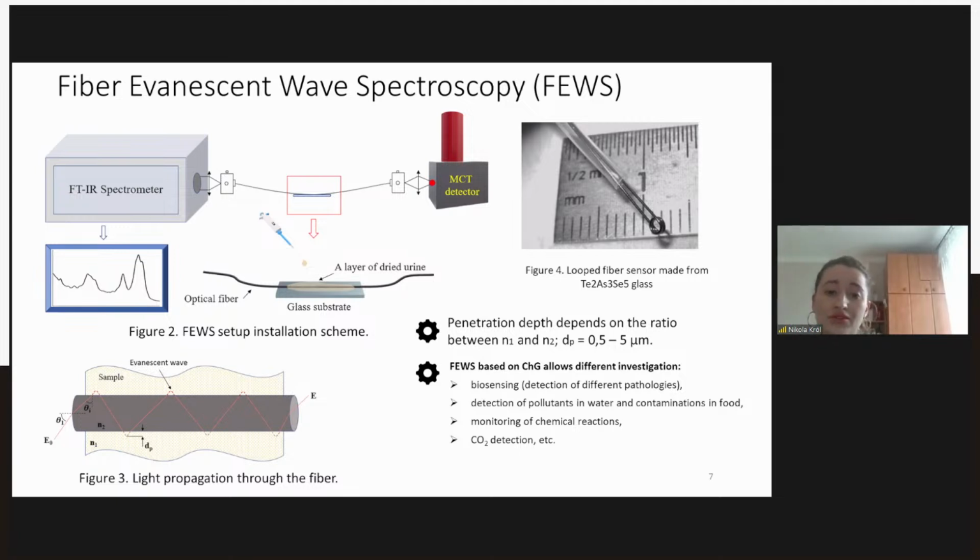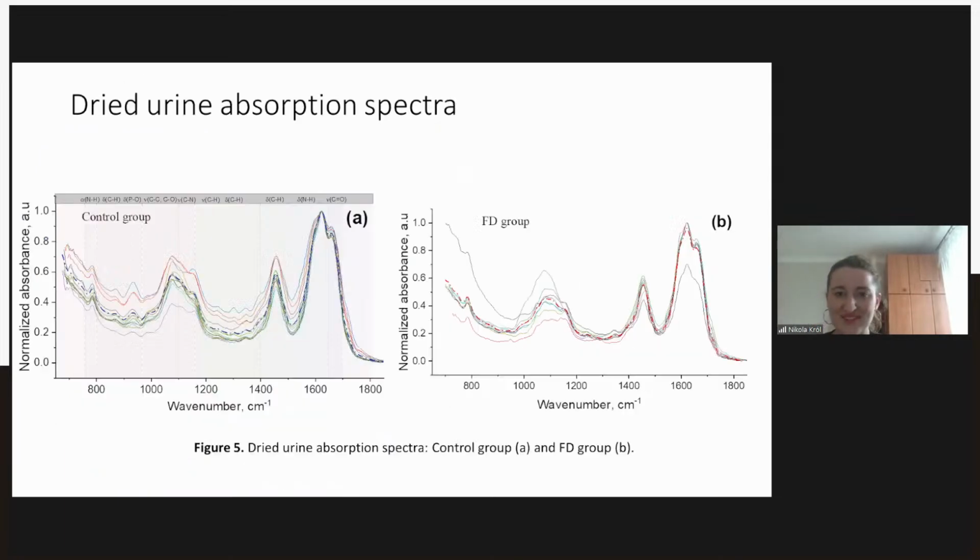But we need to remember that human urine consists of about 91 to 96% water, so it's necessary to dry it. The technology is absolutely similar to the already well-known ATR, but in the case of FEWS, we can achieve a much larger number of reflections and accordingly increase the sensitivity. Germanium telluride fiber pieces play the role of a sensor.